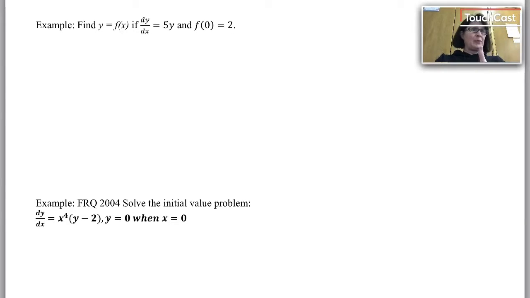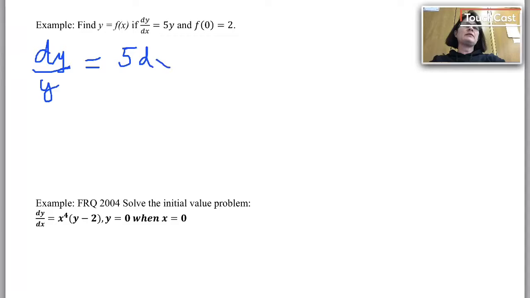Remember, my first step, I have to separate the variables. I want everything with an x on the right. I want everything with a y on the left. So I'm going to multiply both sides by dx. And then I'm going to divide both sides by y. That's going to give me dy over y equals 5 dx. Now that my variables are separated, I'm going to integrate both sides.